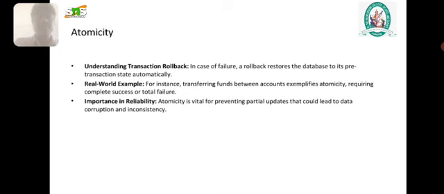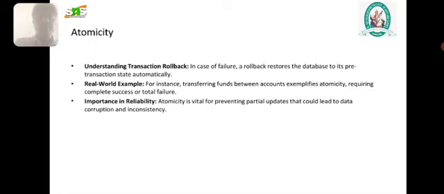Next is atomicity. Atomicity has three parts. The first one is understanding transaction rollback, a real world example, and importance in reliability. Understanding transaction rollback: in case of a failure during a transaction, the database can be easily restored. That is called rollback.